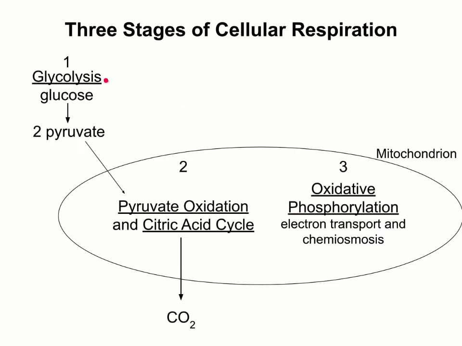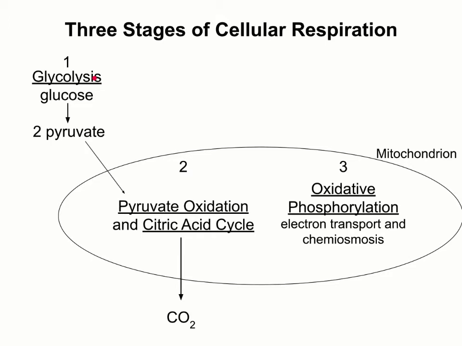The first stage of cellular respiration is glycolysis, and it takes place in the cytoplasm. The oval at the bottom represents a mitochondrion, so everything else on the page is the rest of the cell. Or what's outside the mitochondrion is the cytoplasm, and that's where glycolysis happens.